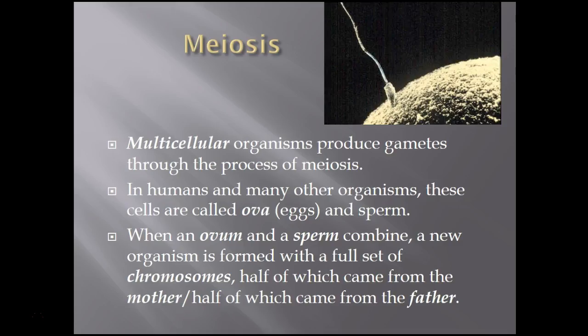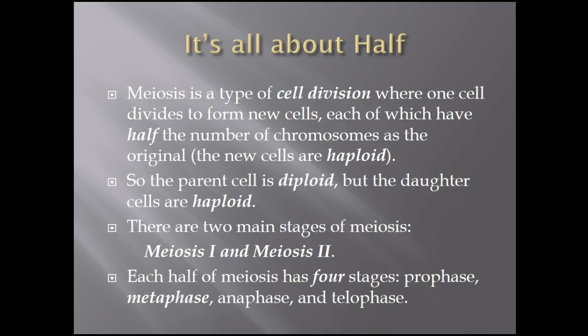Multicellular organisms produce their sex cells through this process called meiosis. In humans, the eggs are also known as ova, and then, of course, you have sperm. So when an ovum and a sperm combine, you get a full set of chromosomes, half from mom and half from dad. During meiosis, this process of producing sex cells, the cells divide, and each resulting cell has half the number of chromosomes, so they're haploid again. The parent cell, the cell that starts the process of meiosis, is a diploid cell, but the daughter cells that result from meiosis are haploid.